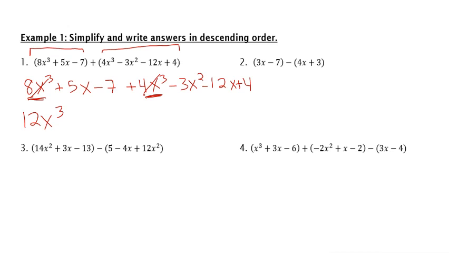Another way is, knowing that we have to go in descending order, we have 12x cubed. The next degree down would be, in this case, -3x squared. And that's the only x squared. From there we have 5x, and that's going to go with a -12x, so we would have -7x. And then finally, -7 and +4 would be a -3. So our first one would be 12x cubed minus 3x squared minus 7x minus 3.